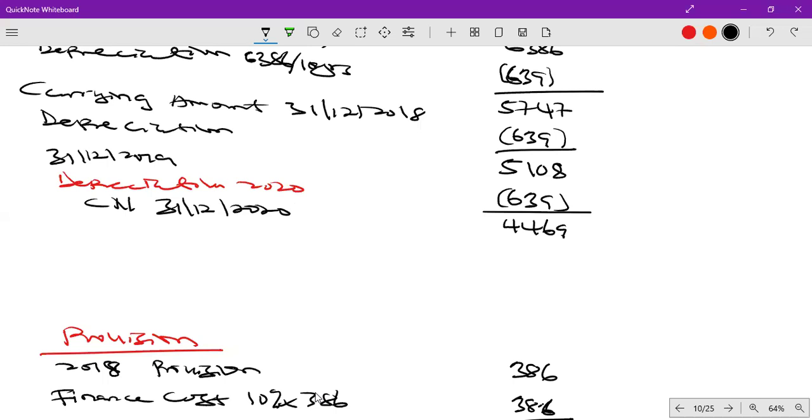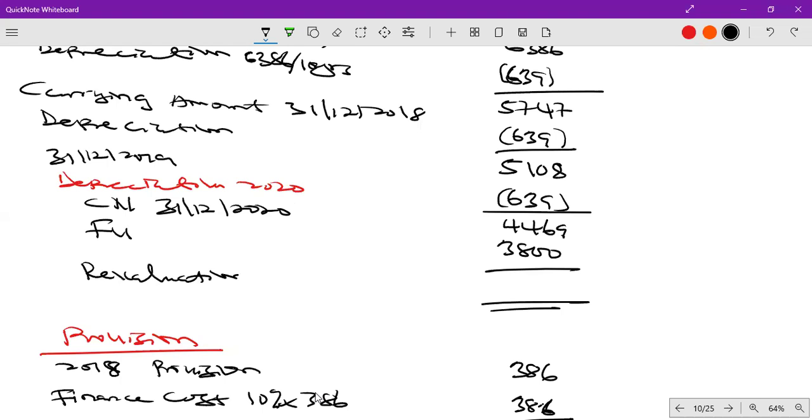Now we'll compare this value to the fair value of 3,800. So what is the revaluation gain or loss? What is the revaluation loss? 4469 minus 3,800, that is 669. Yes, 669. That's all.